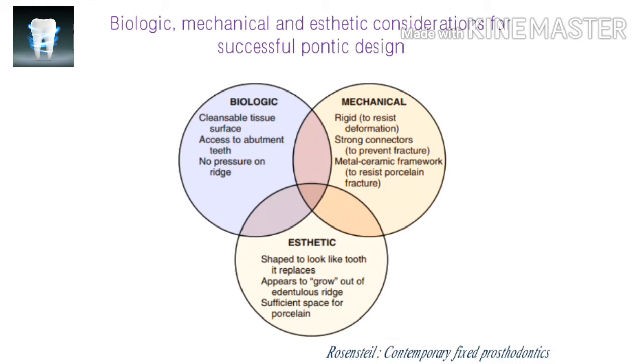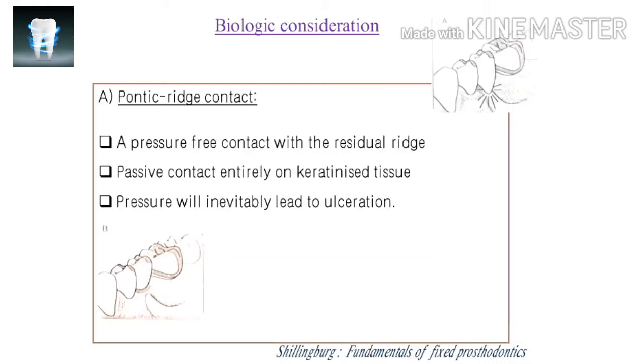Biological, mechanical, and aesthetic considerations for a successful pontic design. The biologic considerations include cleansable tissue surface, access to abutment teeth, no pressure on the ridge. The mechanical considerations include it should be rigid to resist the deformation, strong connectors should be present to prevent the fracture, metal ceramic framework must resist the porcelain fracture. Then the aesthetic considerations are that it should look like a tooth.